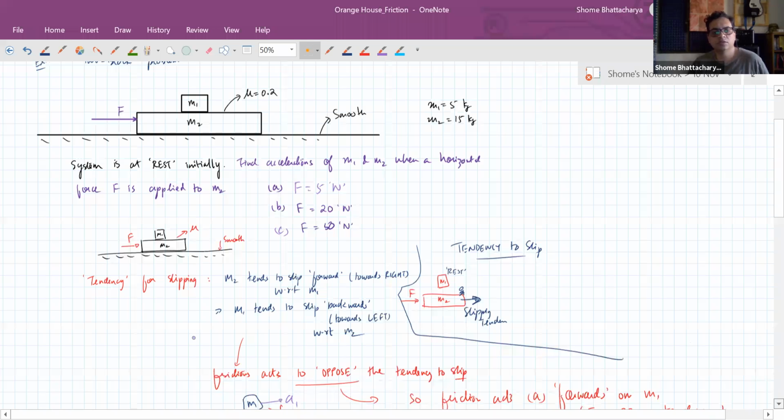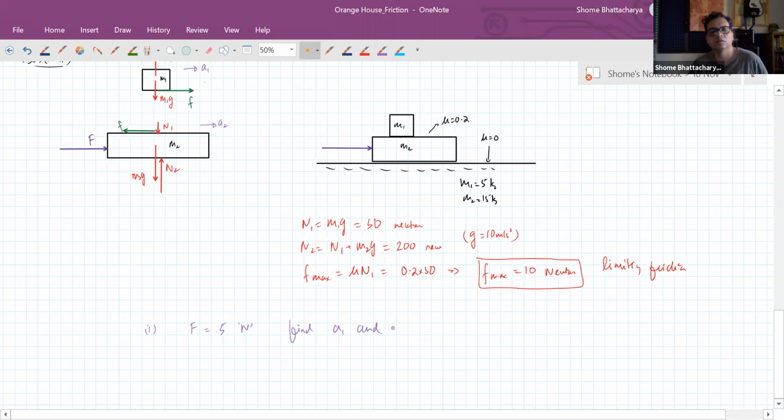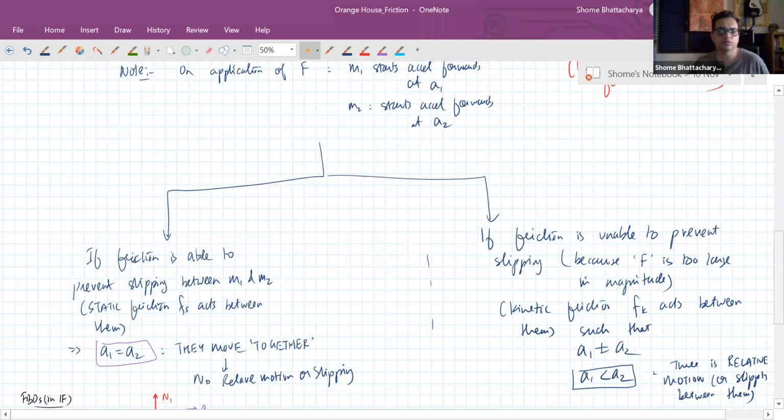So now in the first part, F is equal to 5 newtons. We want to find A1 and A2. So now what is the job of friction? What friction wants to do? It wants to make A1 equal to A2. It doesn't want to make A2 equal to 0.